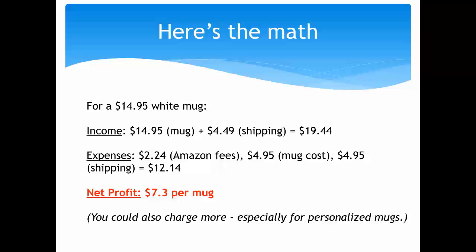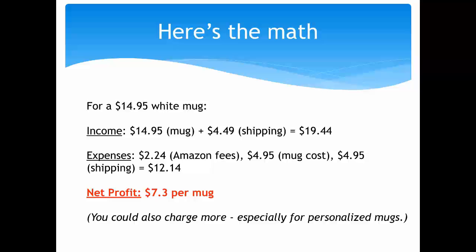Now, there's going to be expenses after that. For example, you'll pay 15% Amazon fees, which is $2.24. You'll pay for a mug, $4.95 for the 11-ounce white mug. And by the way, it doesn't matter how many pictures you have on there, how many colors. All 11-ounce white mugs are $4.95. Sometimes there's even promotions to make them cheaper. And then you pay $4.95 shipping, which means your total expenses are $12.14 per mug. That means that your net profit is going to be $7.30 per mug.